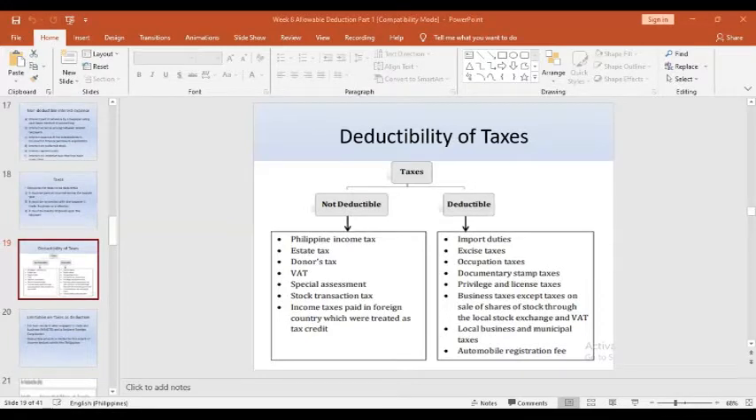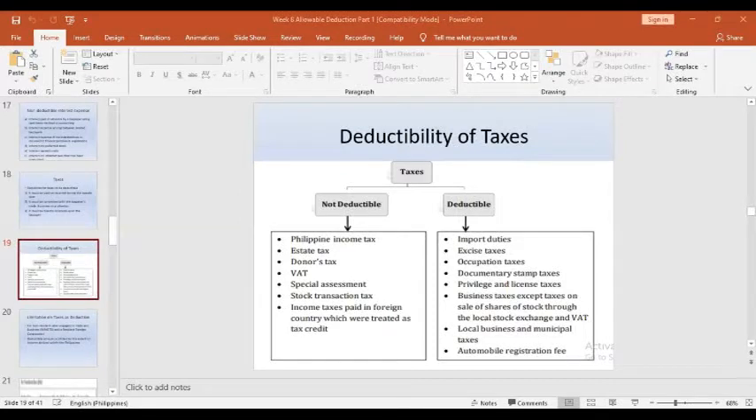The estate tax and the donor's tax are also not deductible to the gross taxable income because estate and donor's tax are a form of transfer tax. Value-added tax is also not deductible because this is an indirect tax, where the tax burden can be transferred to other taxpayers. Even the special assessment, the stock transaction tax, and even the income taxes paid in a foreign country, which is treated as a tax credit or withholding tax. So those are non-deductible.